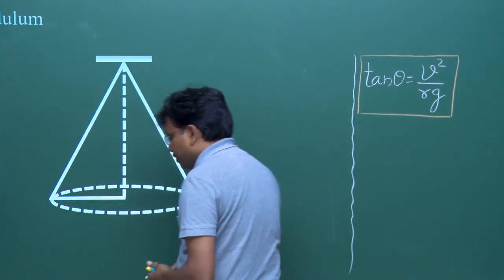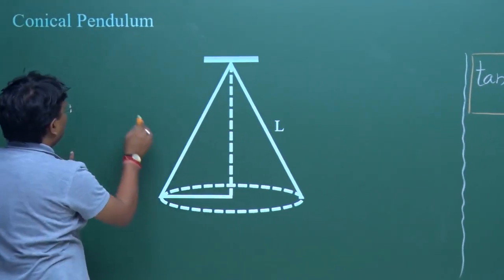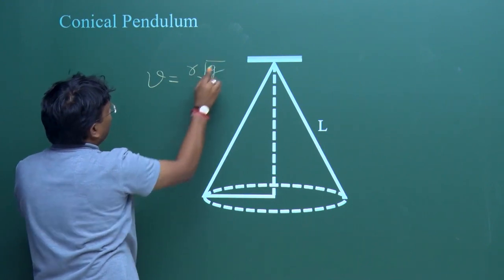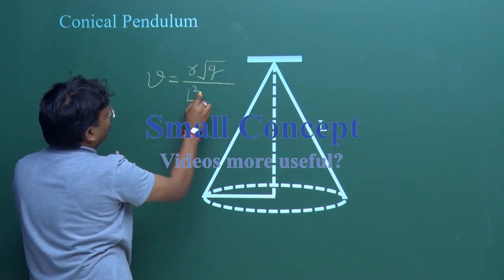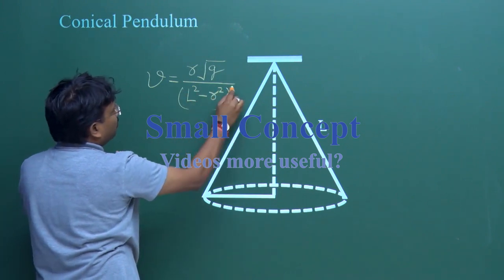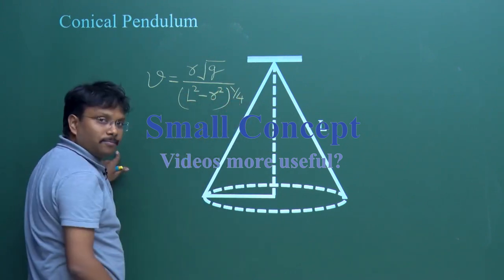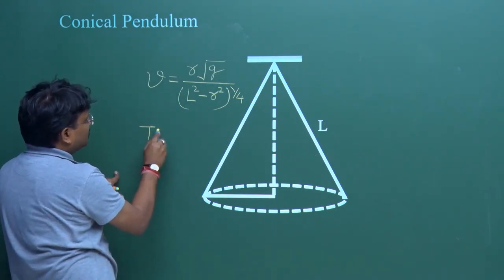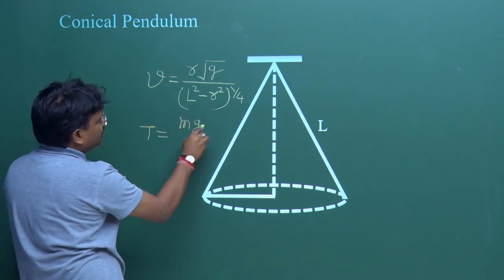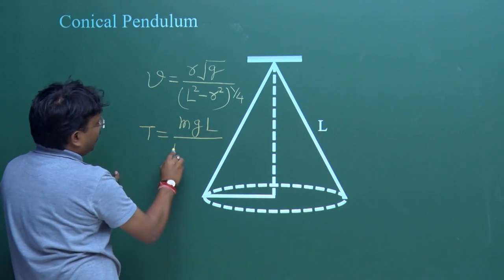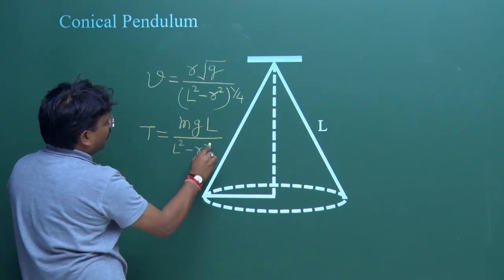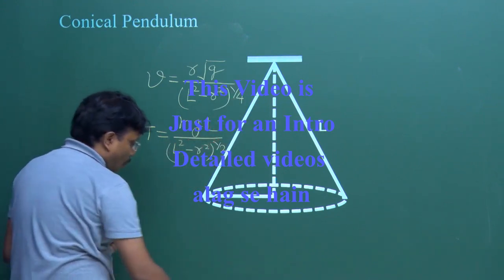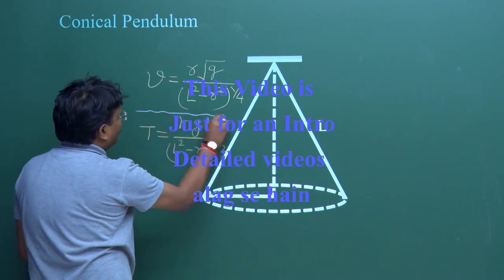So from here I can say that velocity you can directly mention as r under root mg upon L square minus R square, whole to the power 1 by 4. And about the tension, tension T is equal to mgL upon L square minus R square, whole to the power 1 by 2. This is the difference: it is 1 by 4, it is 1 by 2, and these two are bifurcated.